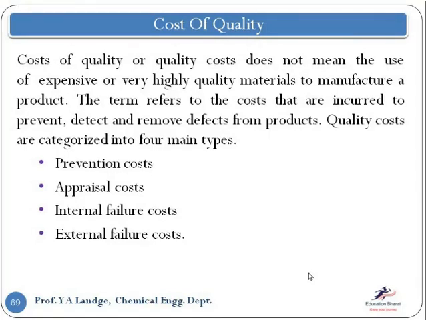So we have the prevention cost first, then the appraisal cost and the internal failure cost. All these three are within the company or the organization, and we can overcome them. Overcome means we can prevent the things on which we are spending the amount: prevention, appraisal, and the internal failure cost. And the last one is the external failure cost. So these are the four categories. Let's see in detail what is meant by prevention cost, appraisal cost, internal failure cost, and external failure cost.